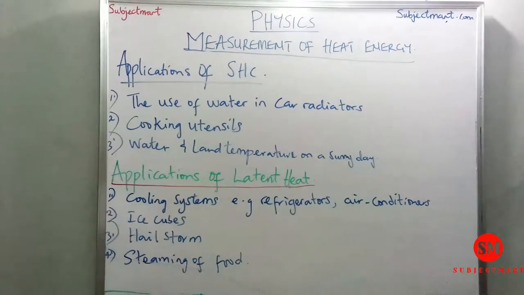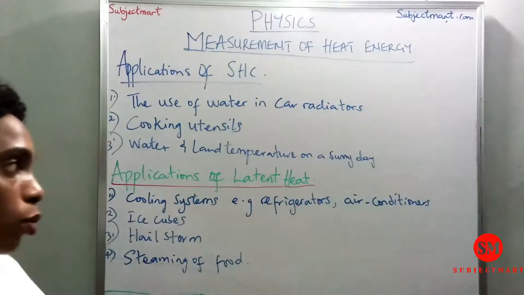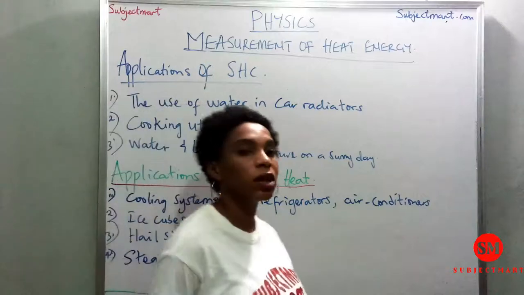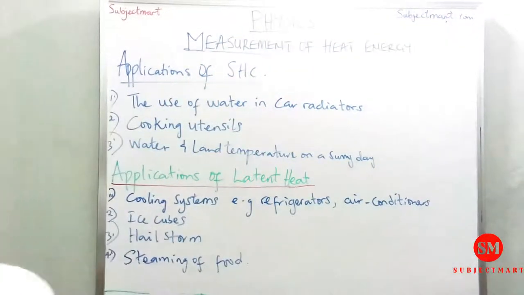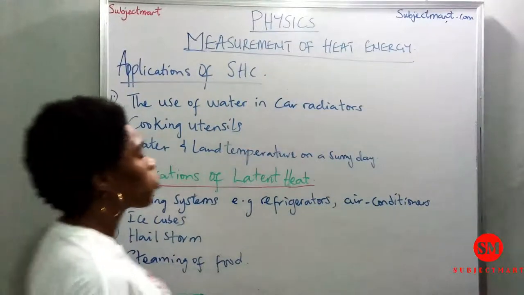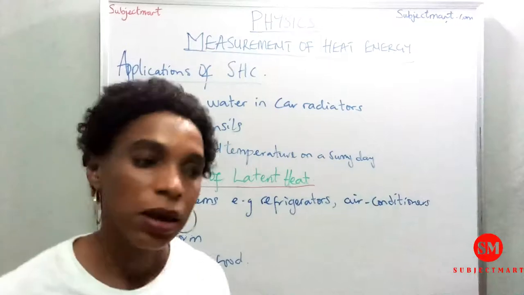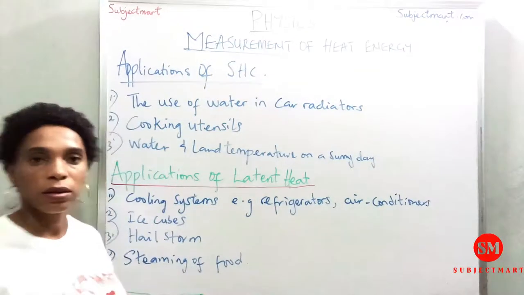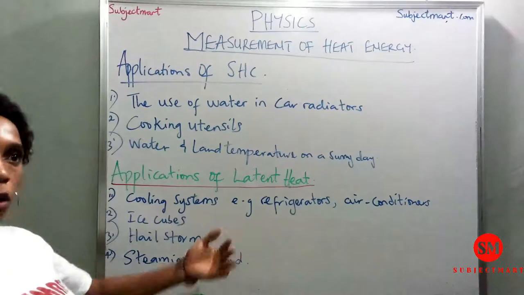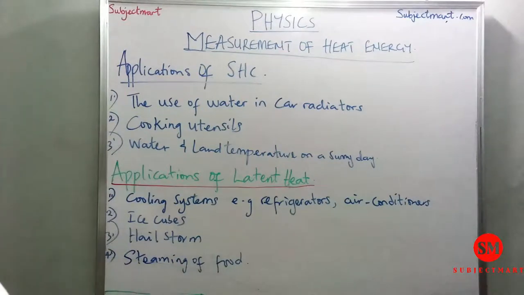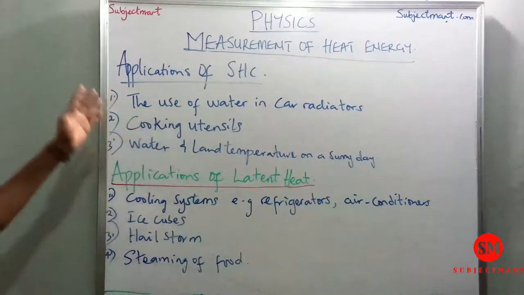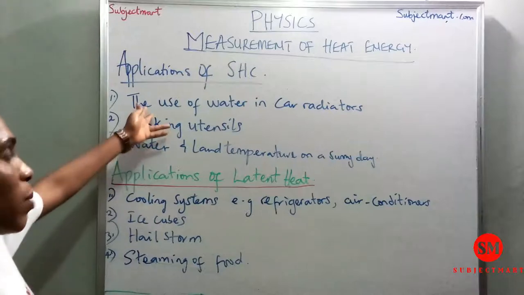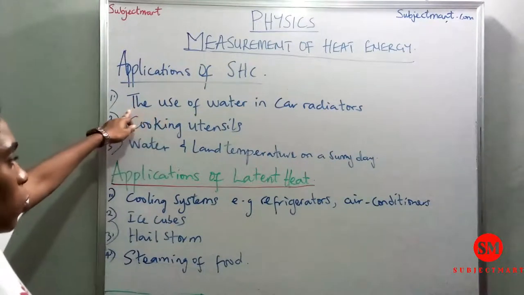The third example here is water and land temperature. If you go out on an extremely sunny day and compare the temperature on land and that of water, you find out that the water will remain cool. And you'll be wondering, is it not the same sun that heated up the land that is also shining on the water? The simple explanation is the high specific heat capacity of water, like I explained in the first application.